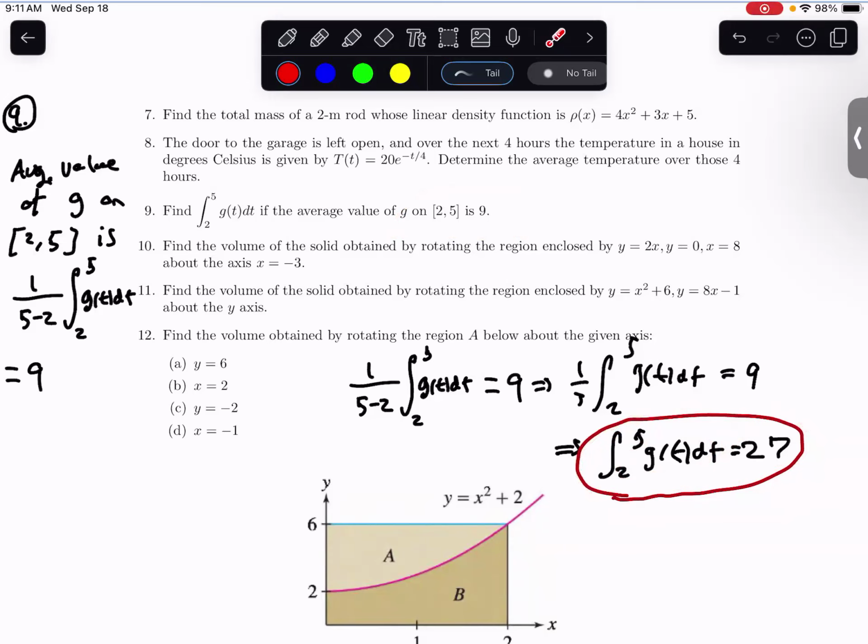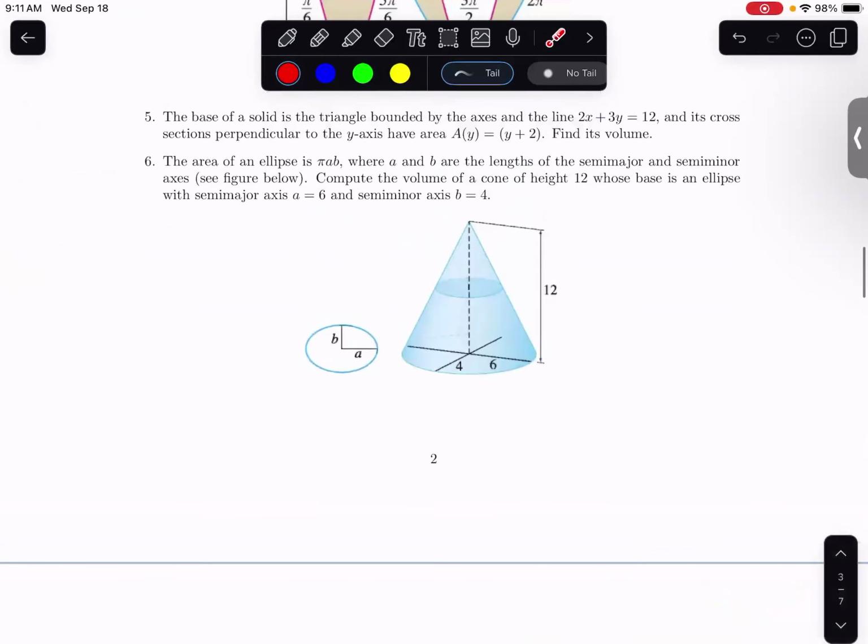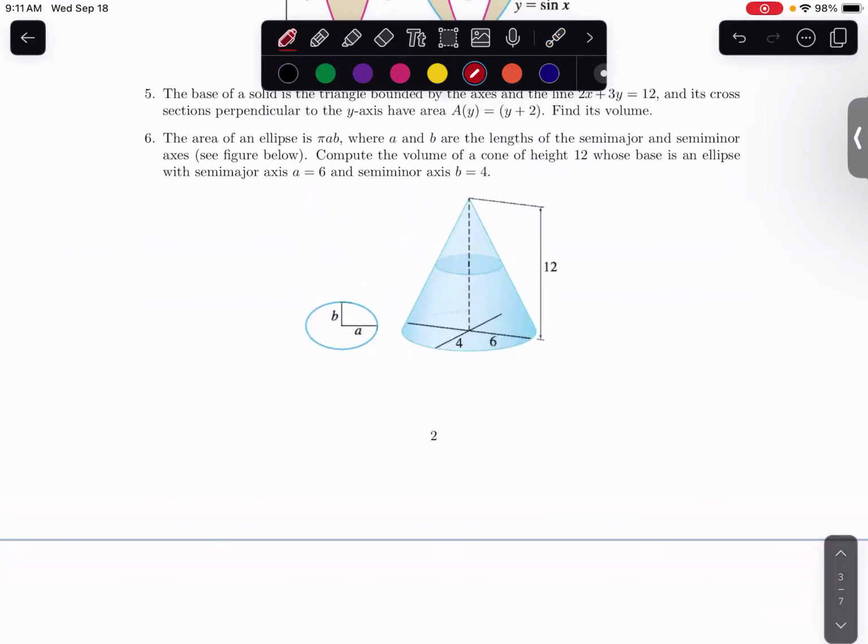Yeah, another question. Did you try this? 6. Oh yeah, this is a good one to know.